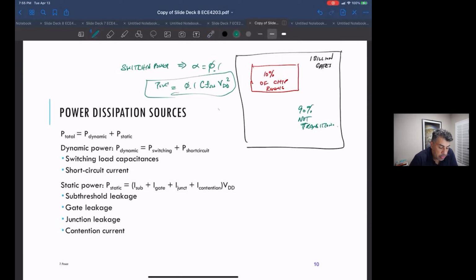But that's not my whole power consumption. If you remember from the transistor lectures, we had a whole lecture or maybe several lectures on the transistor characteristics. So there's a certain power consumption that the transistors have when they are operating. But then if you remember, we also had a significant leakage current.